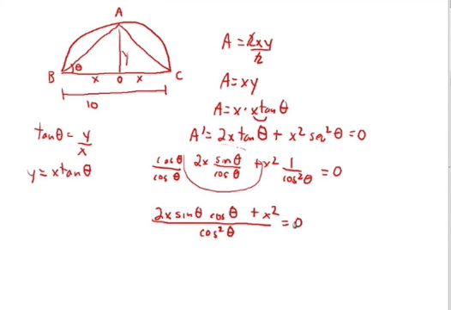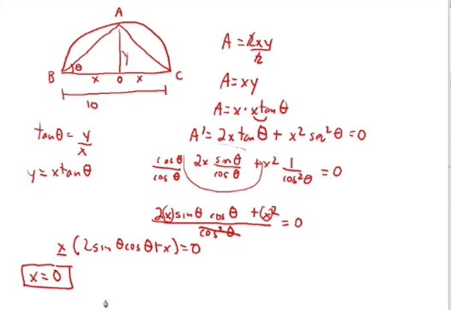Since we're going to multiply both sides by cos squared theta, that will cancel out, and anything times 0 is going to be 0. So we're now left with the numerator, and we can factor out an x, which is very important here. So it's going to be x times the bracket 2 sine of theta cos of theta plus x is equal to 0. So we know that this x value is going to be equal to 0. This is going to be very important for the next step.